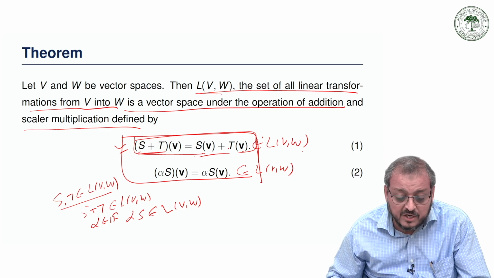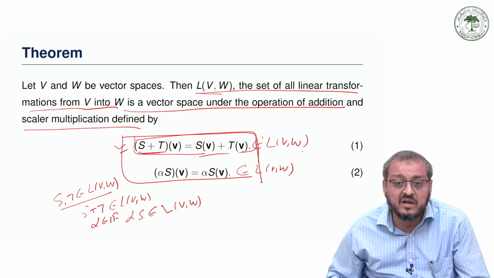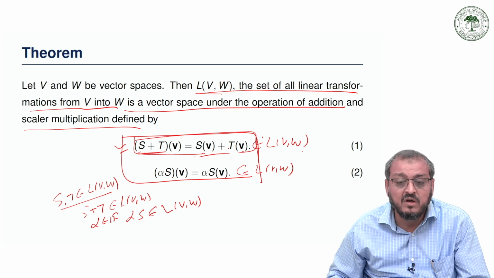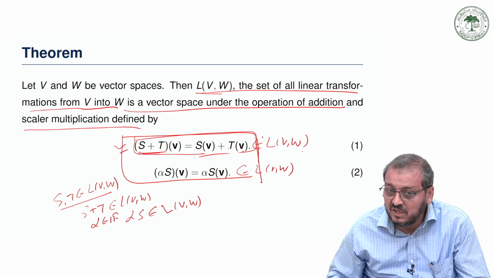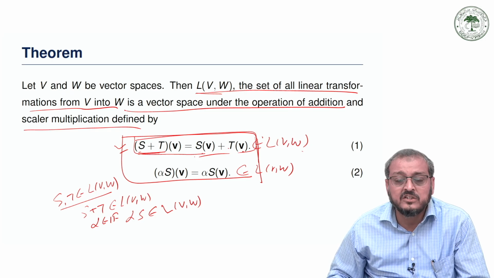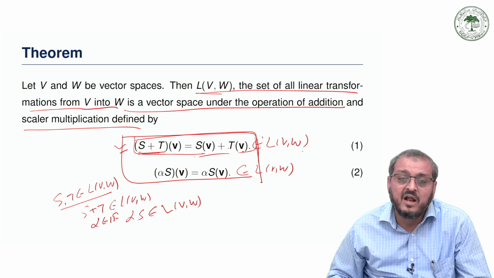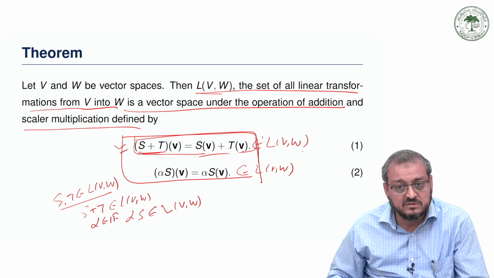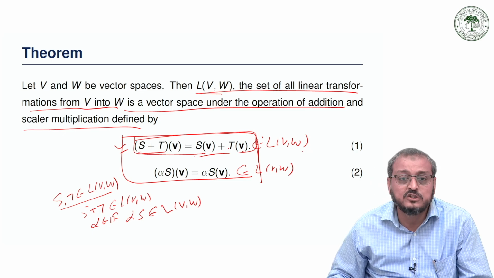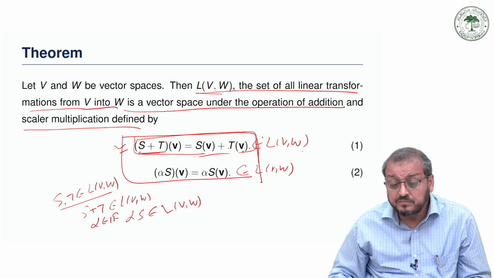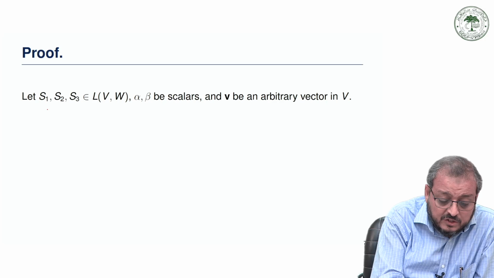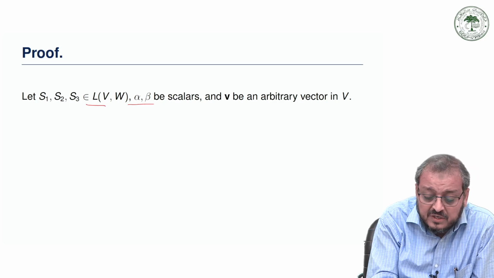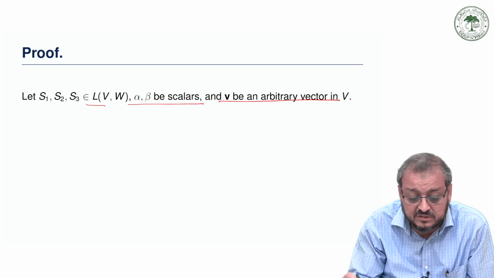Okay, now we have to show commutativity under addition, associativity, and also the existence of identity elements. What is the identity transformation here? What is the inverse of a transformation under addition? And also we have to verify the other conditions of a vector space, the distributive properties. Just start with S1, S2, S3 being these transformations, alpha and beta being scalars, and v an arbitrary vector in V.